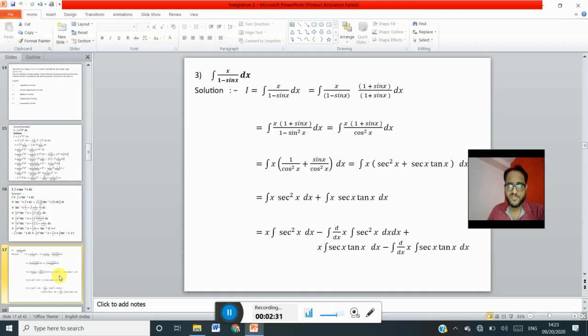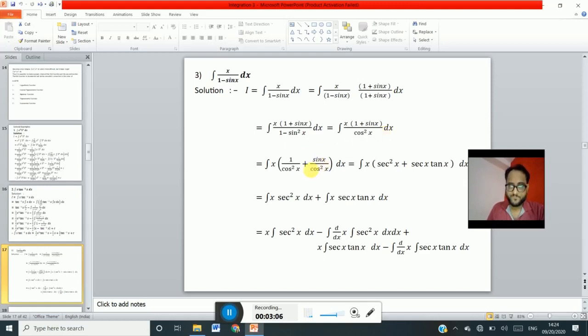Now see the third one. What is the integration of x upon 1 minus sin x, right? This is not actually the standard form of the integration, so first of all we have to simplify. How do we simplify this? We rationalize the denominator, multiplying and dividing by 1 plus sin x. So x into 1 plus sin x upon 1 minus sin square x, using a minus b, a plus b, and 1 minus sin square x is cos square x, right?